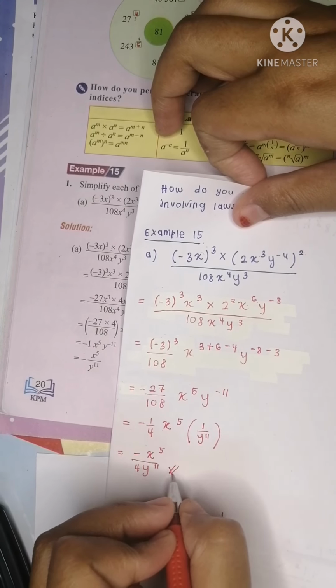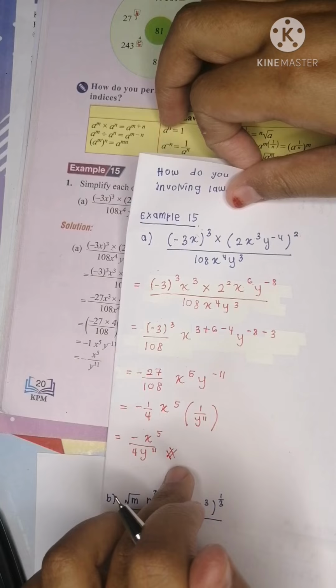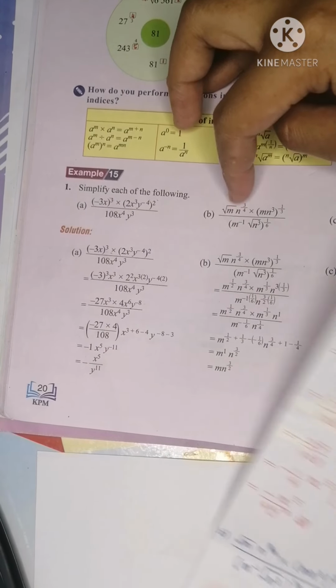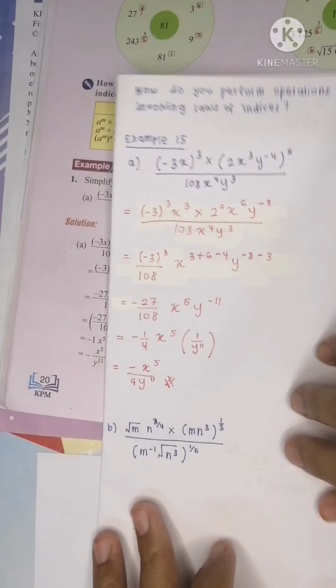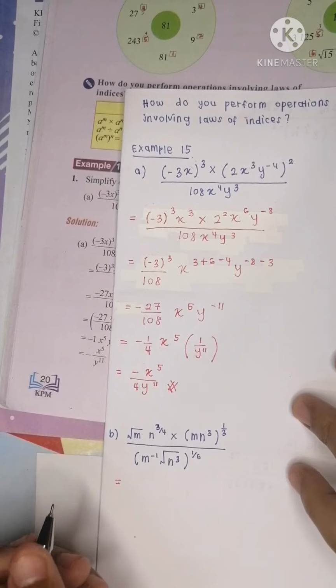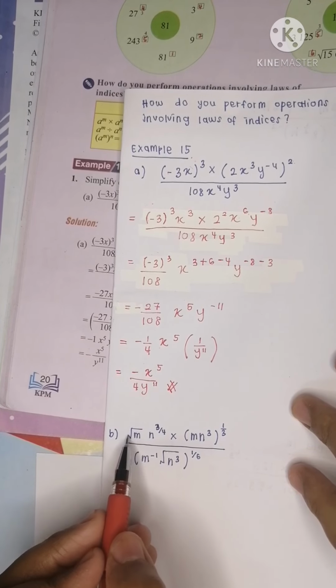So this is your answer. Okay, just like this. Now we're done for A. Now look at B. B I already wrote here. So now the first step that you need to do for this one is the roots, right?